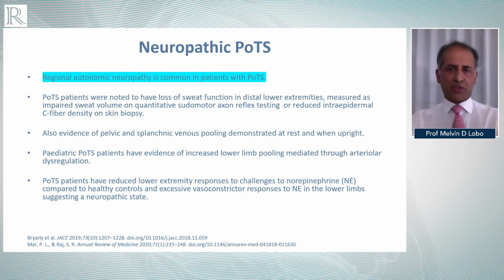Pediatric POTS patients also seem to have pooling in the lower limb, which is mediated through arteriolar dysregulation and not just venous. And then there's evidence of a denervation hypersensitivity type phenomenon in some patients, who appear to demonstrate excessive vasoconstrictor responses to norepinephrine, or noradrenaline, when administered, compared to healthy controls. So quite a lot of different strands of evidence point towards regional autonomic neuropathy in this group.